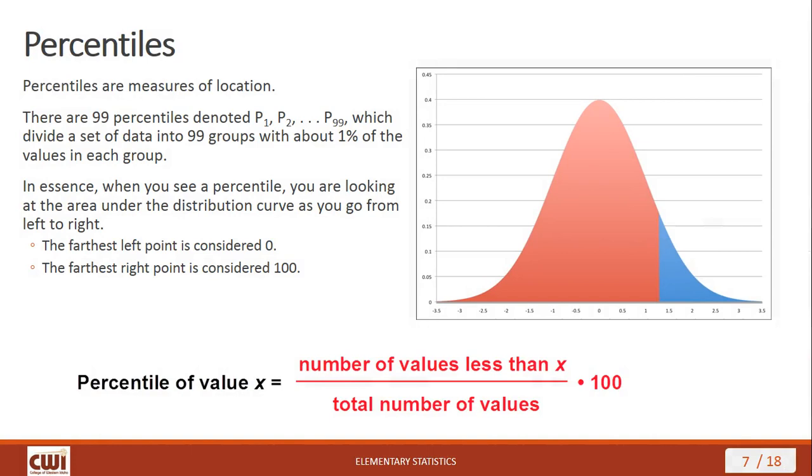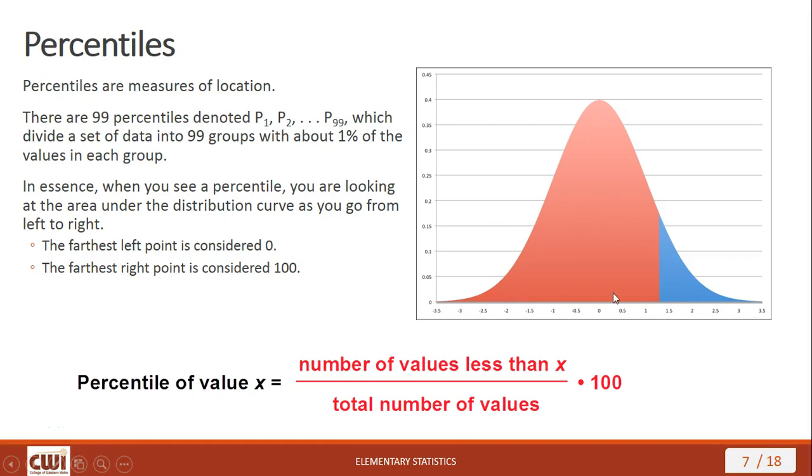Let's talk for a moment about percentiles. Percentiles are simply measures of location. There are 99 percentiles within a data set, and they are denoted with a capital letter P and a numerical subscript that indicates the percentile that we're talking about. So P1 is the first percentile, P2 is the second percentile, all the way on to P99, which is the 99th percentile. In essence, when you see a percentile, what you're looking at is the area under the distribution curve as you go from left to right.